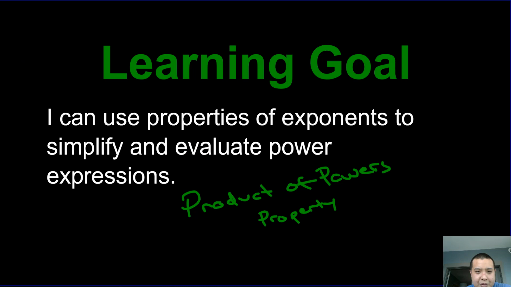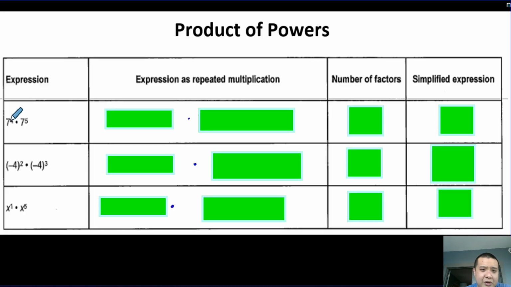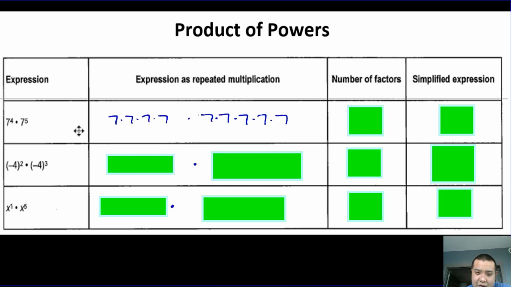So, for example, 7 to the 4th times 7 to the 5th. Now, if we wanted to write that as repeated multiplication, we know that 7 to the 4th is 7 times 7 times 7 times 7. And that's being multiplied by 7 times 7 times 7 times 7 times 7, 5 sevens. So overall, that's 9 sevens right here. Remember, factors are numbers that are being multiplied together.